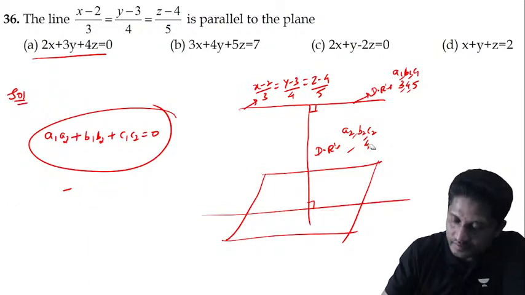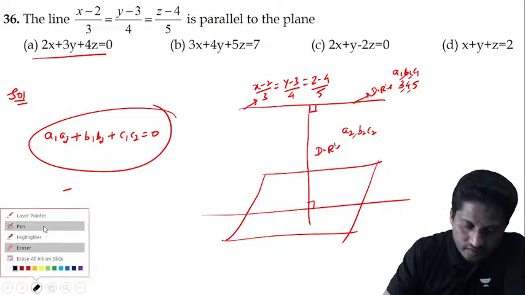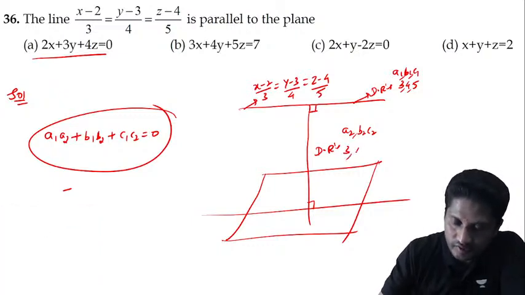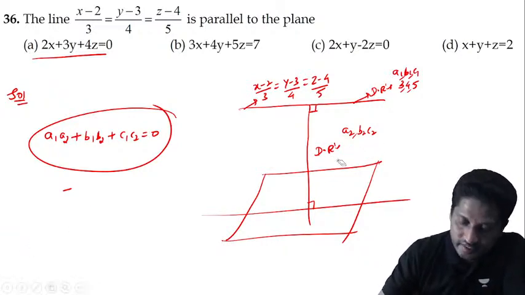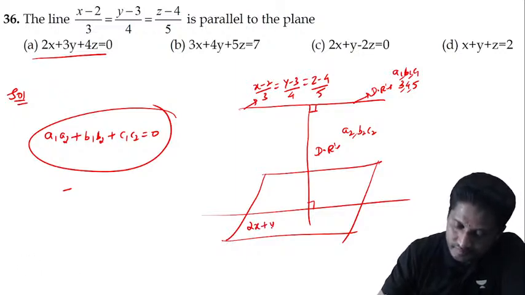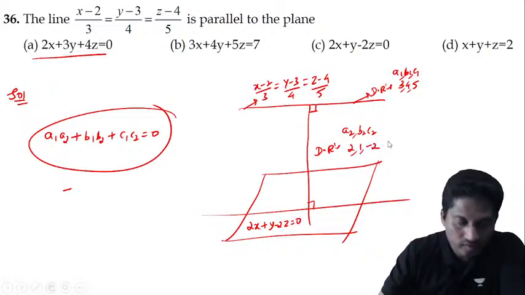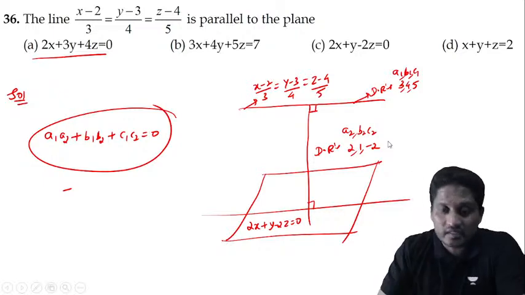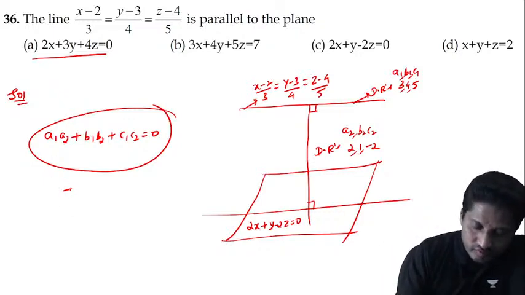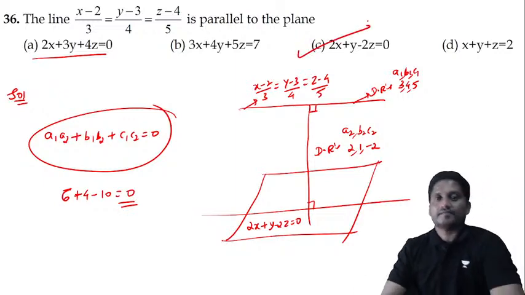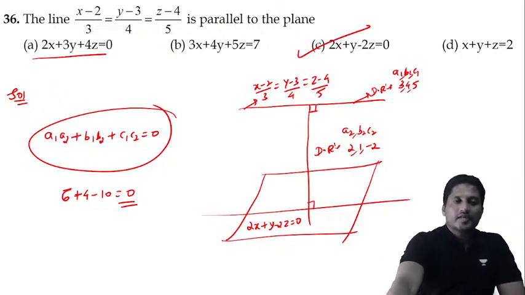If I take the second option, drs normal to the plane, all are positive, it won't be 0. 3, 4 and 5, if you multiply the drs, it won't be 0. Okay, if I take the next option, 2x plus y minus 2z is equal to 0, so drs normal to this is 2, 1 and minus 2. Right, now let's multiply the drs. a1 into a2 is 3 into 2 is 6, b1 into b2 is 4, c1 into c2 is minus 10. So 10 minus 10 is equal to 0. Answer is option C.